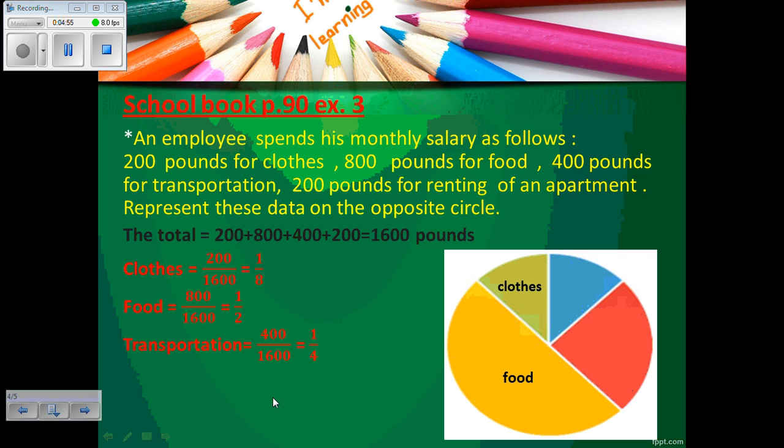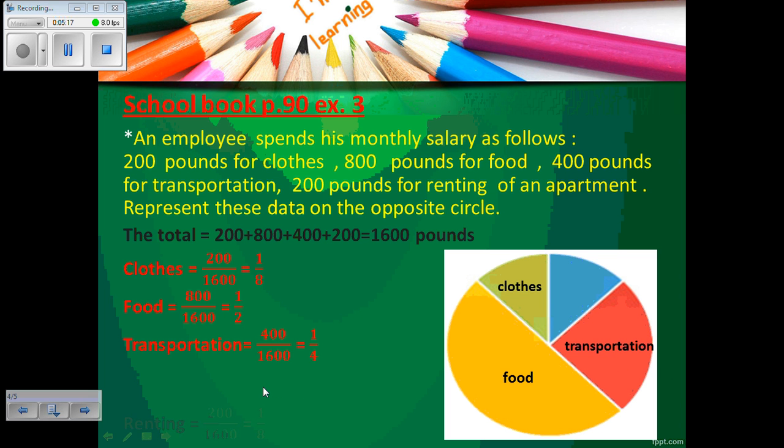After that, transportation. £400 over the total salary, 1,600, then put it in the simplest form to be 1 over 4 or a quarter. Which part here or which color represents a quarter? The pink part. So on the pink part I will write the word transportation.